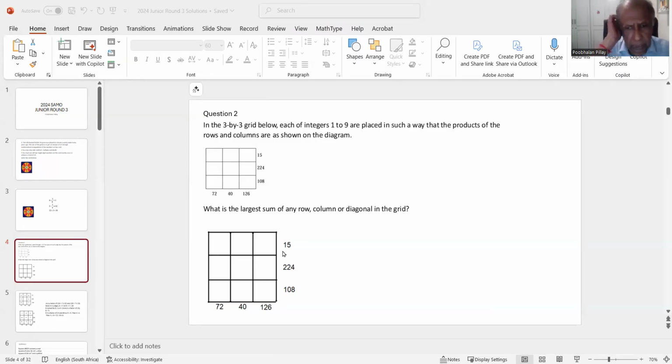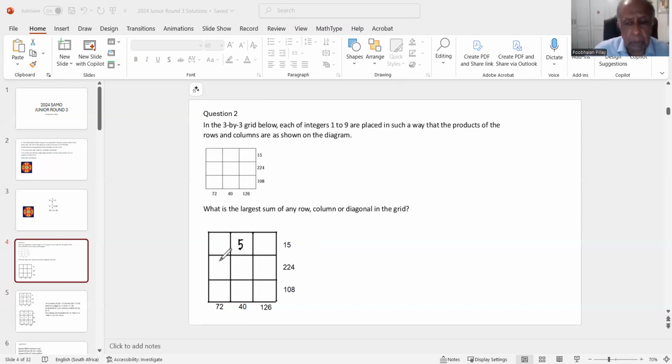So if you look at all these pairs, there are many common factors for a pair like 224 and 126. 2 and 7 also go into both of them and so on. If you look at many of these pairs, there are lots of common factors. But in one case, there's only one common factor, and that is in the case of the 15 and the 40. The common factor is 5. So that has to be 5.